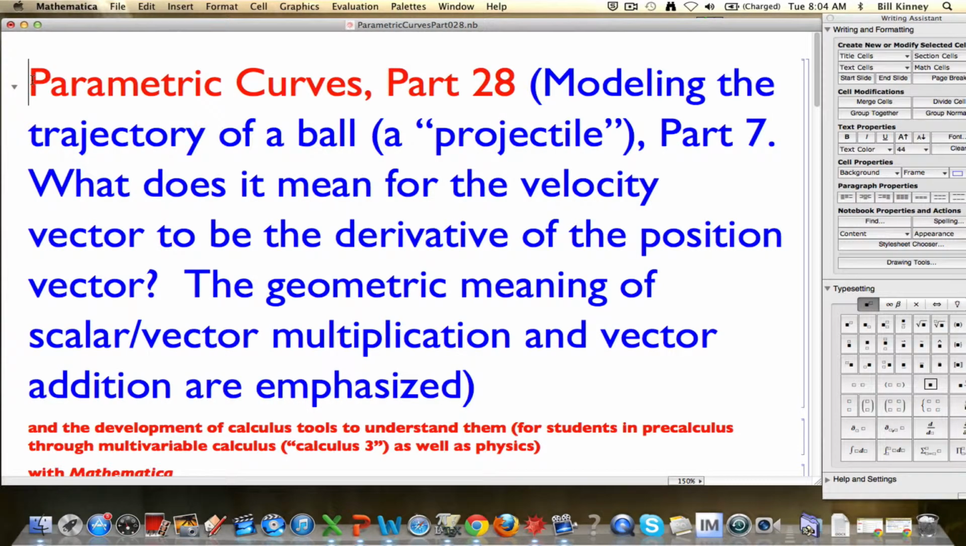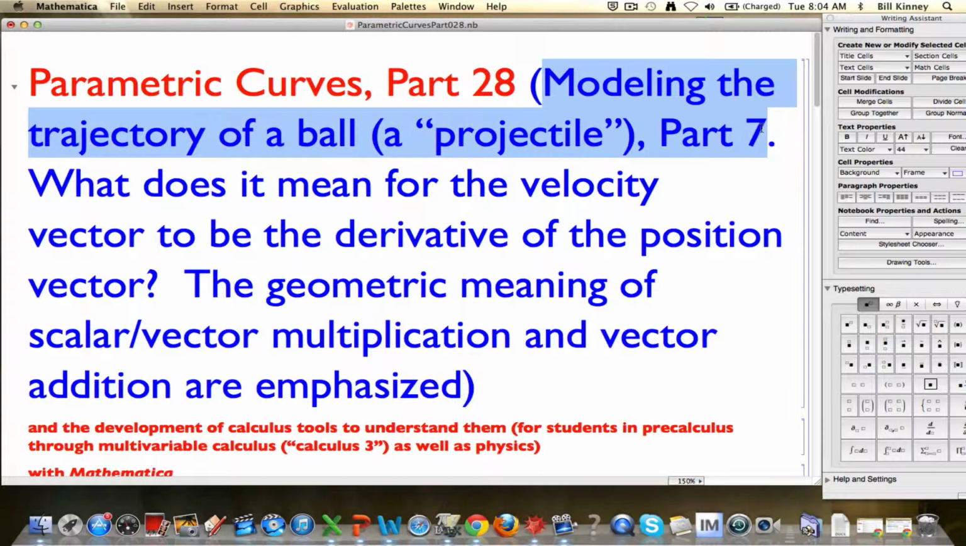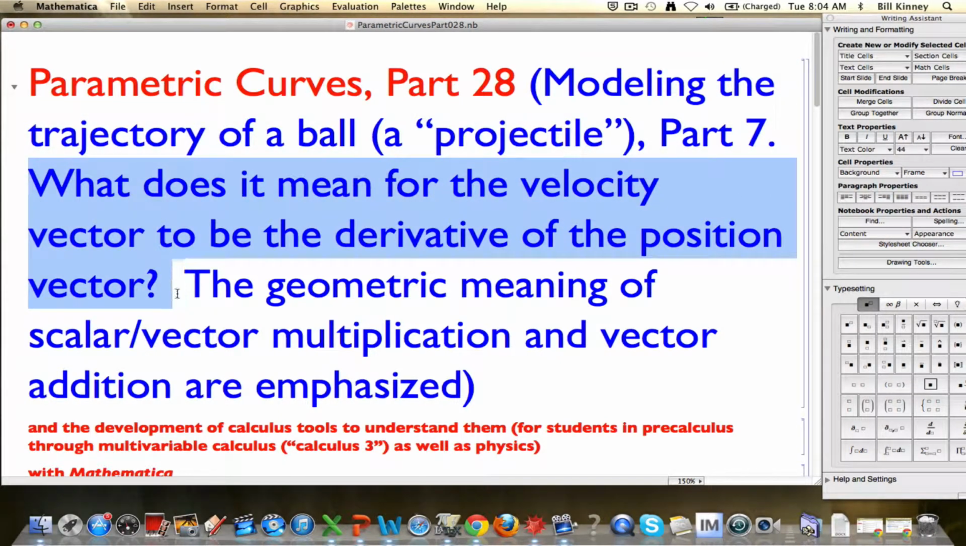This video is titled Parametric Curves Part 28. It's part 7 of a subseries about modeling the trajectory of a ball or a projectile in general. In the last video we focused on what it means for the velocity vector to be the derivative, or rate of change, of the position vector, and we will continue to think about this in this current video.